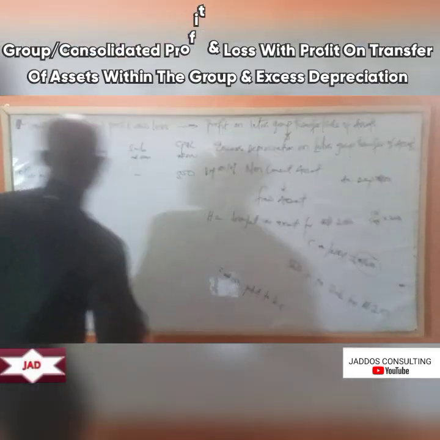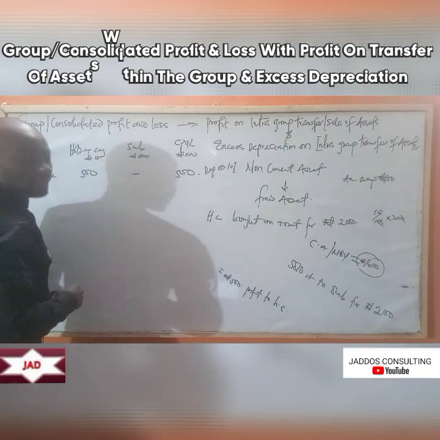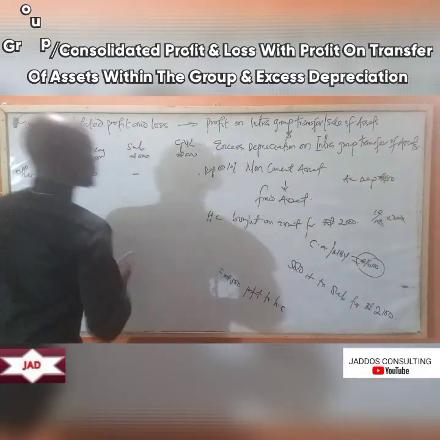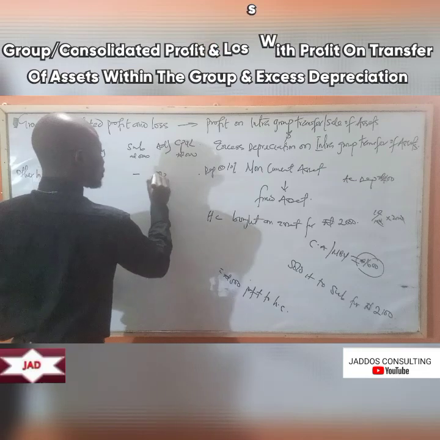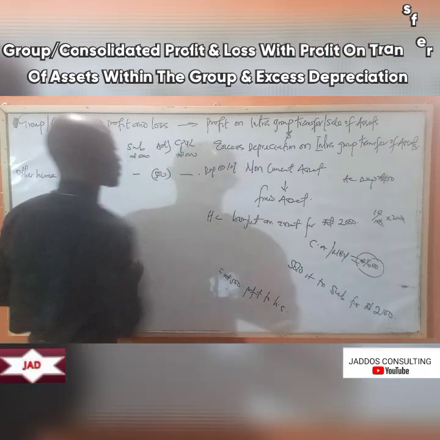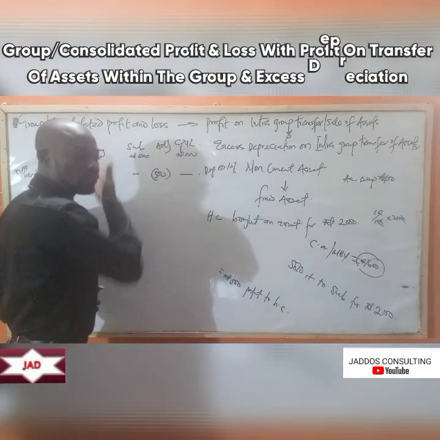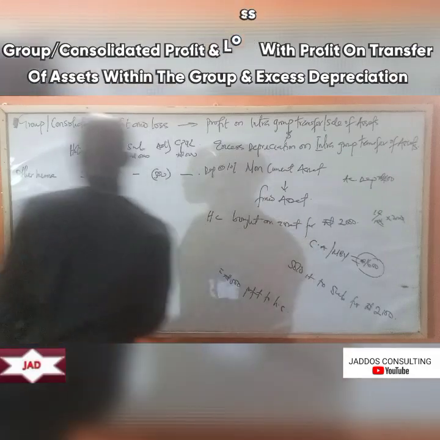So that means that this 500 naira cannot stand. So what will happen? We'll have to adjust for it, right? It means that this will have to go out, so that at group level, that profit will not stand. So at group level, we're technically taking that asset back to the cost.